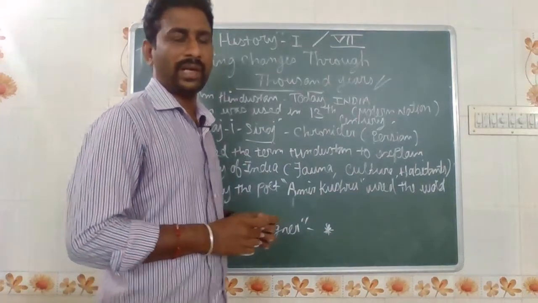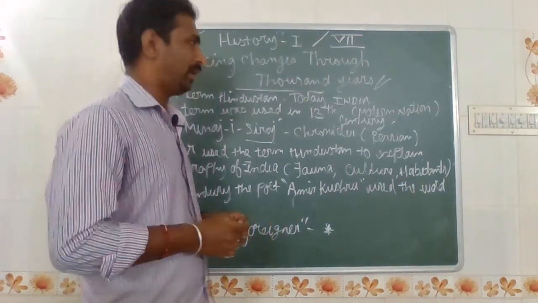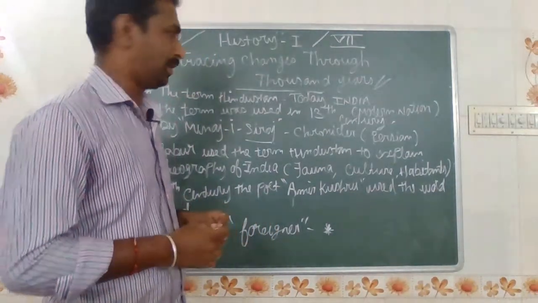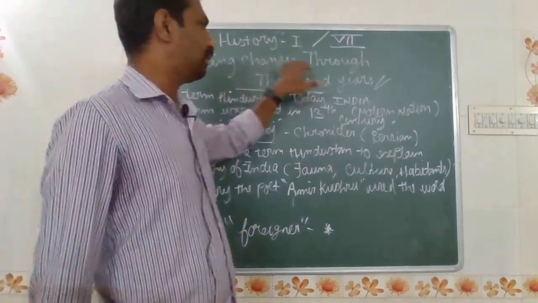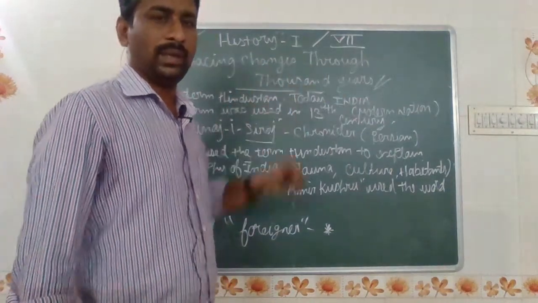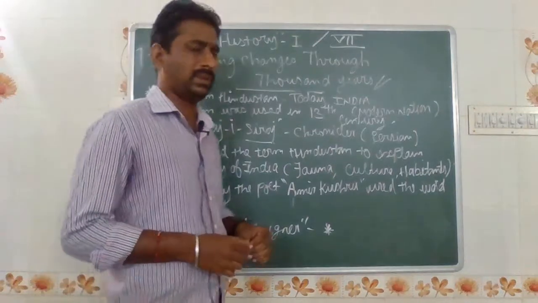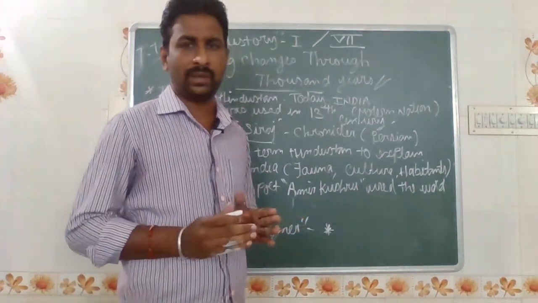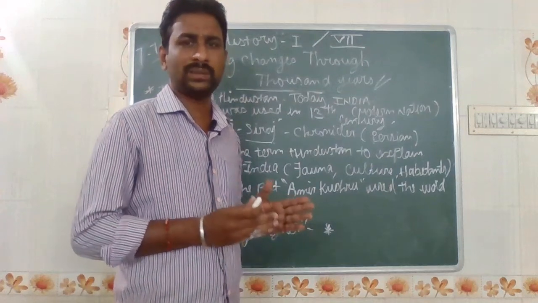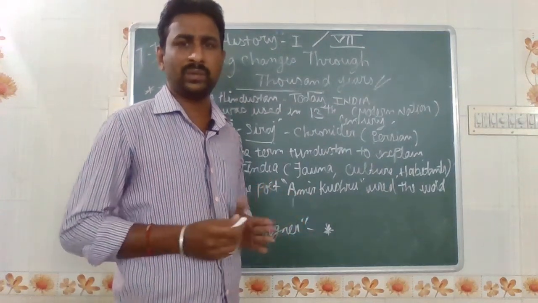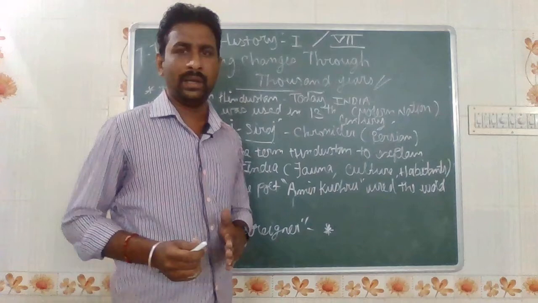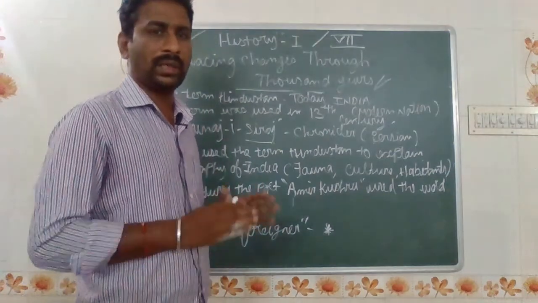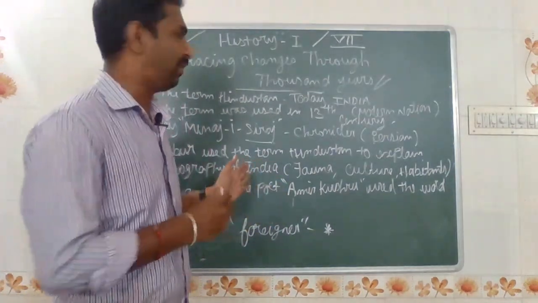Now we are entering into the lesson. So we will have a deep glance at the lesson. Tracing changes through 1000 years. That means 1000 years before and after. Before 1000 years, how was our India, and after 1000 years, how was our India? That is our nation state. So the differences are described briefly.